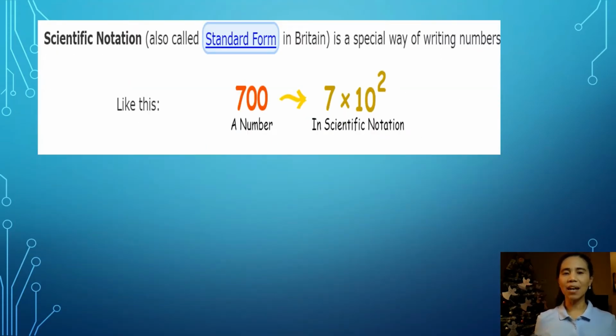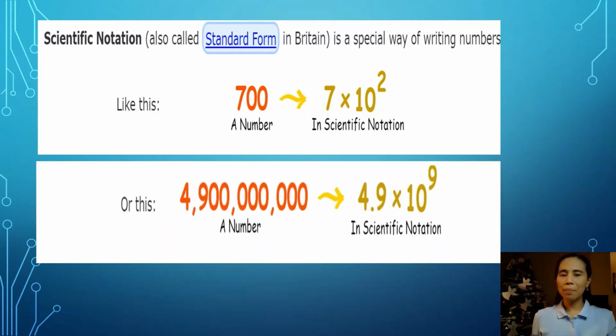Scientific notation, also called standard form in Britain, is a special way of writing numbers. So whether you write a small number, a big number, or a regular number, it could be written in scientific notation. An example is 700. This could be written as 7 times 10 to the second power. How about a big number like 4,900,000,000? This could be written as 4.9 times 10 to the 9th power. So, how will we write a number in scientific notation? We will be learning more how to convert them as we go along.